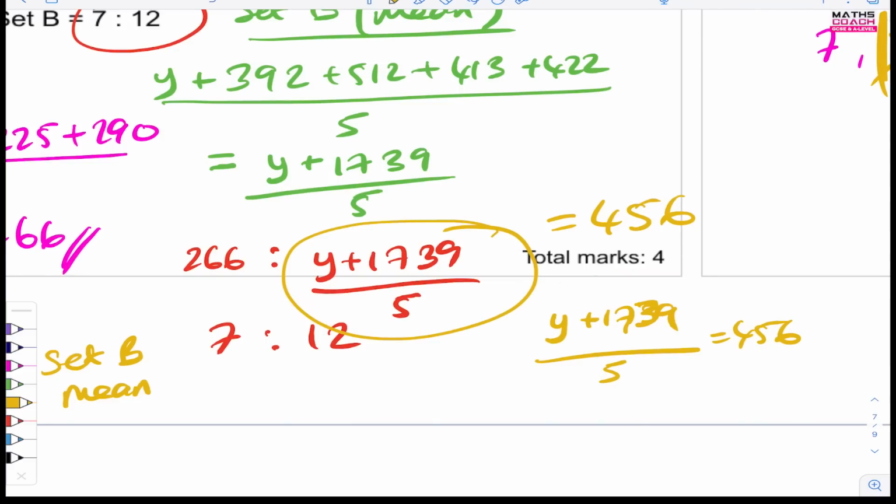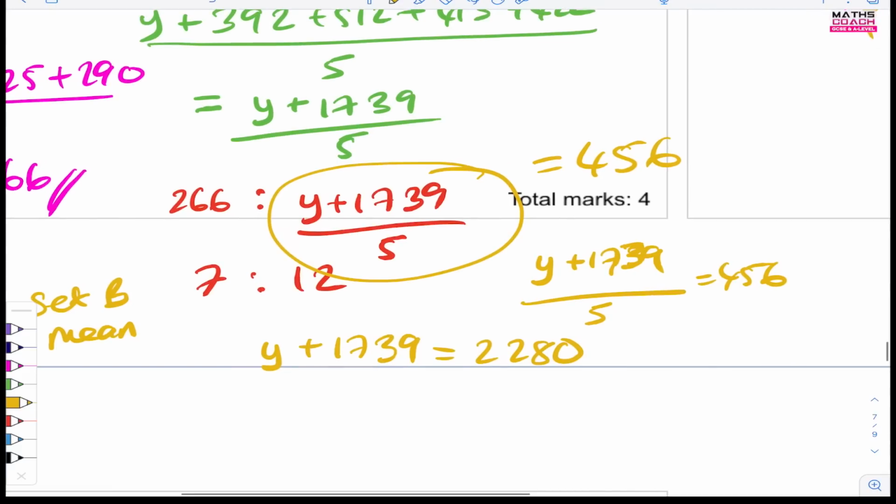So what's 5 times 456? That's 2,280. So I'm going to have Y plus 1739 is equal to 2,280. I've just got rid of that 5 by multiplying there. Now I'm going to take away the 1739 from this side, so I can have Y on its own. Therefore Y is going to be equal to 2,280 minus 1739, which is 541. And that's your value for Y.